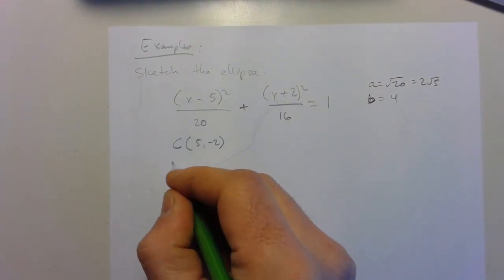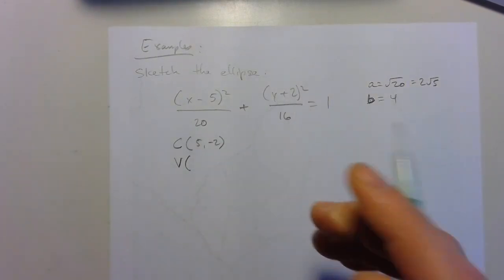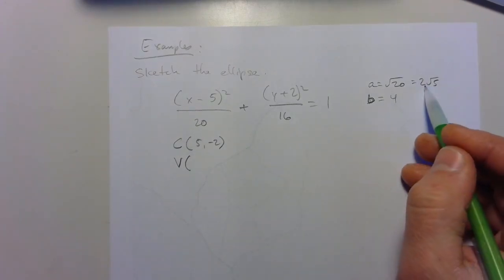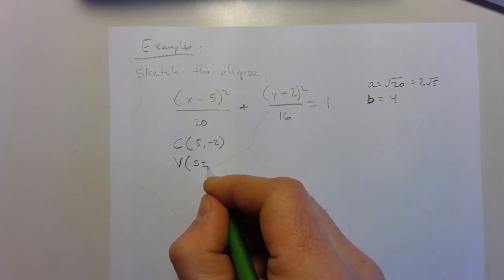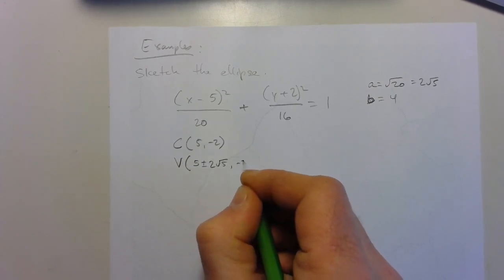So that means that my vertices are going to be, again, going in the horizontal direction, so I'm going to be adding and subtracting the A value to my center. So it's going to be 5 plus or minus 2√5.